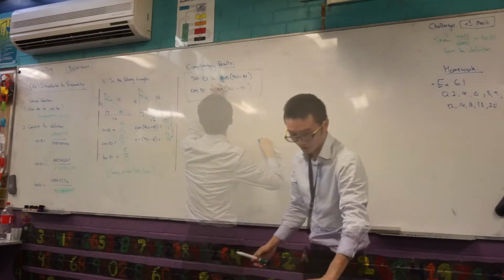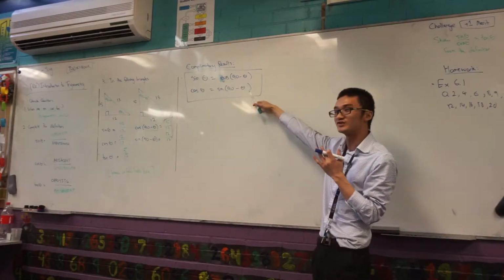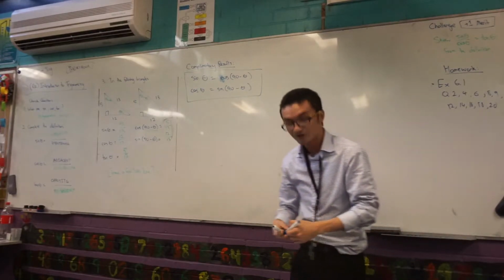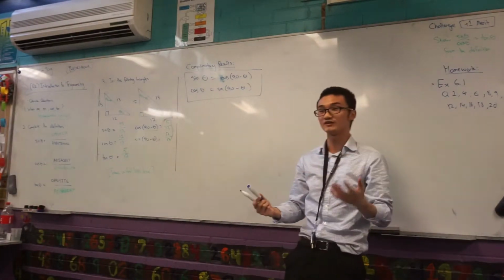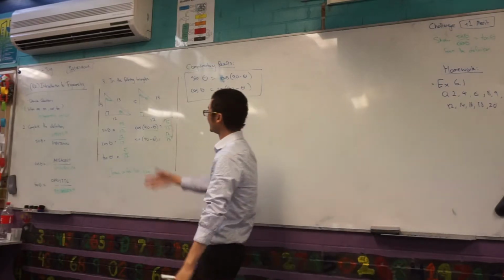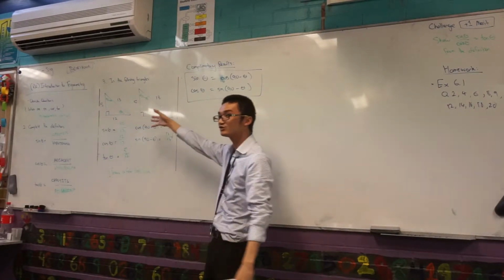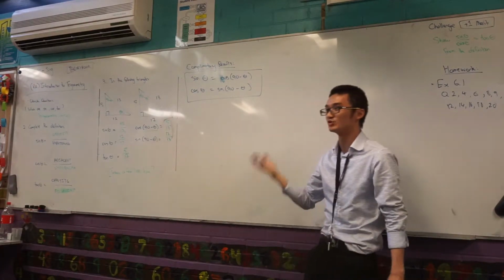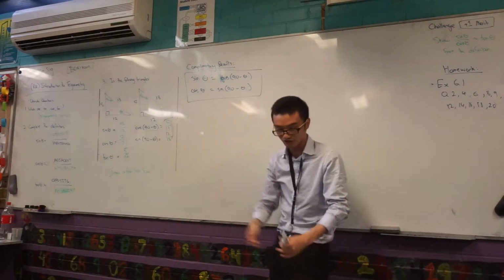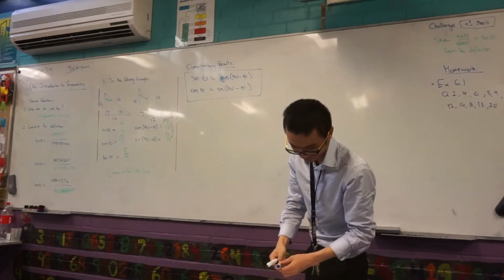Okay, so how do we actually use these complementary results to solve problems? So this is one of the biggest differences between general and two unit. In general, you're really focusing on finding the sides and angles. In two unit, we want to look at the relationships which exist between these ratios. I'll give you an example. So something like this.